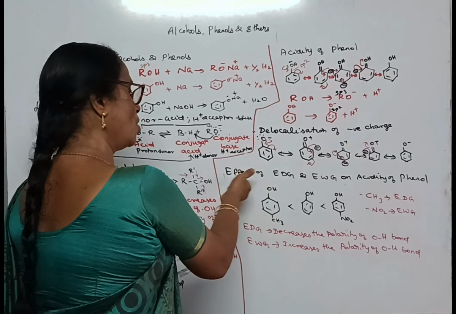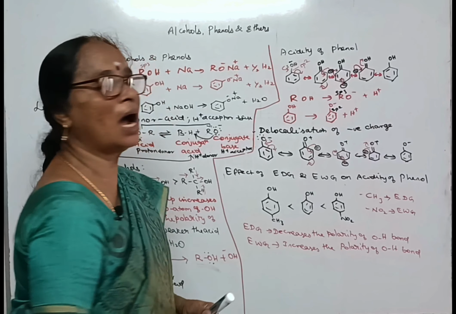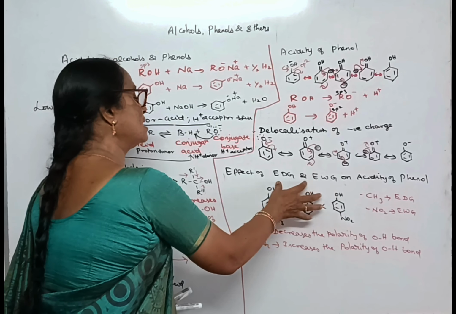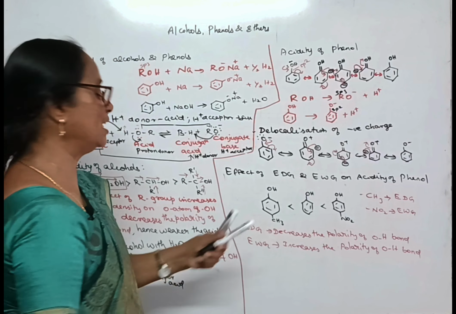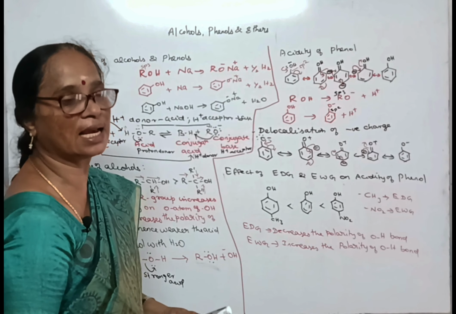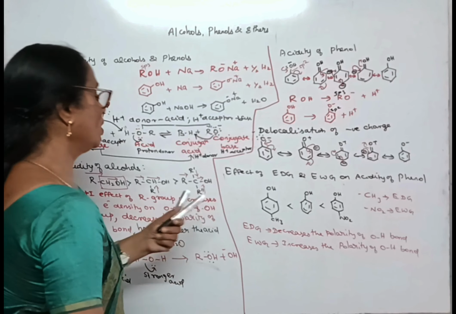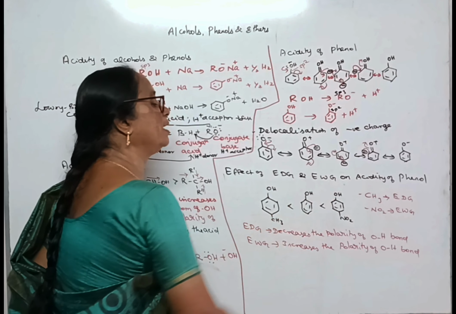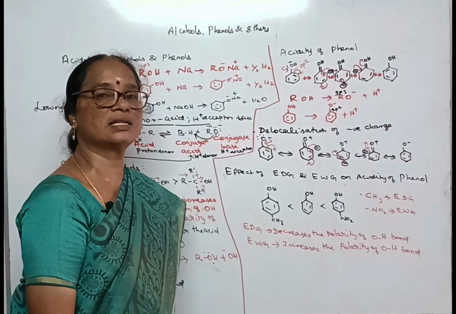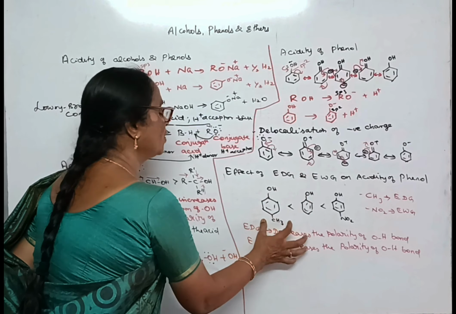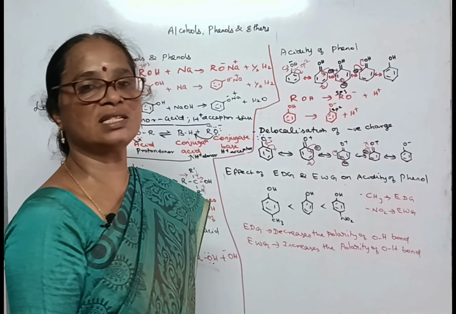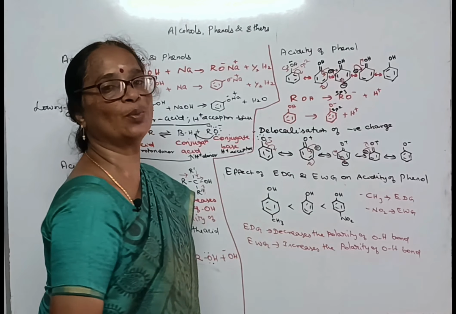Now let us discuss the effect of electron donating groups and electron withdrawing groups on the acidity of phenol. These electron donating and withdrawing groups, with respect to the ortho, para, meta positions, influence the acidic character. Depending on the position of the electron donating and electron withdrawing group, the acidic character of substituted phenols can be altered. If the electron donating and withdrawing groups are at the para position, they are said to be stronger compared to their isomers.